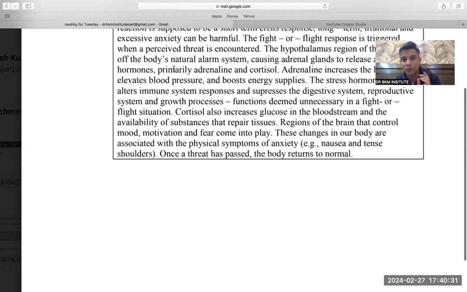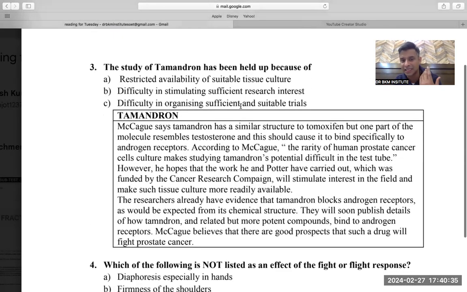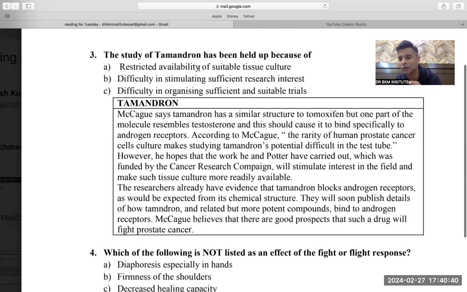Grammar also helps you understand this question in a way that the study has been held up. That means it has already been stopped. Why? Let's see. So I have to find something negative in this question.